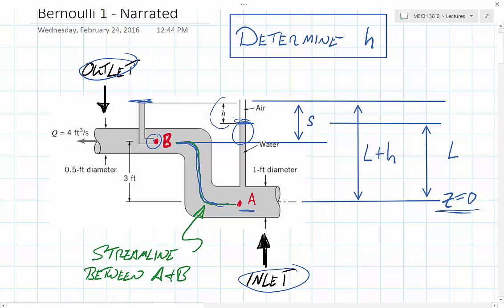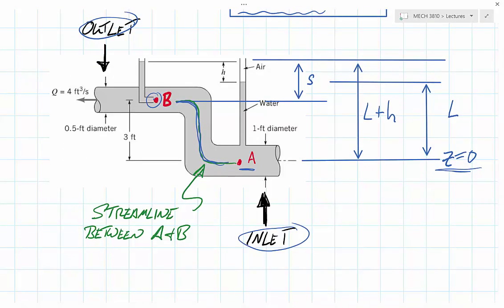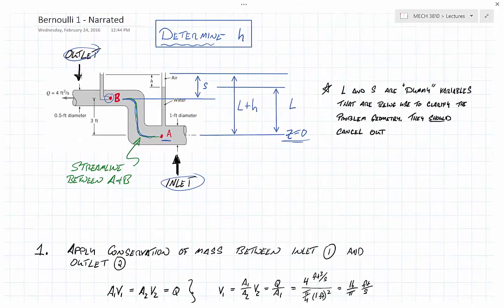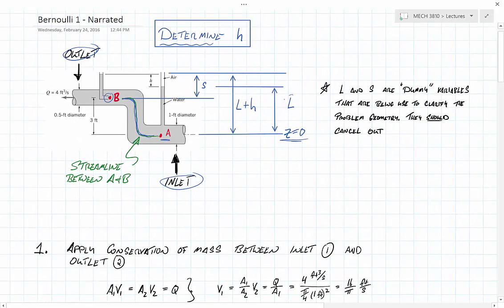The value of H is what we're trying to determine in the problem, and I've also introduced another variable here called S, which is the distance measured from point B up to the top of its pressure tap. Okay, so what I'm going to do here is make a couple comments, and the first is that these variables L and S are what we can refer to as dummy variables. They're being used to clarify the geometry of the problem, but ideally they should cancel out at the end of the problem.